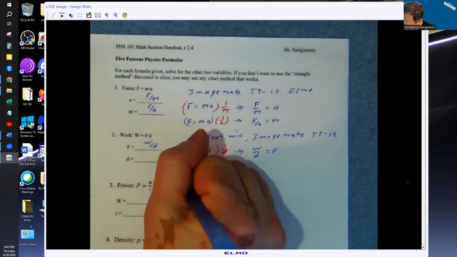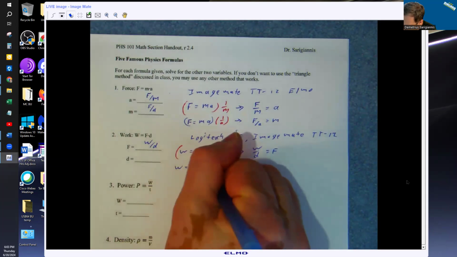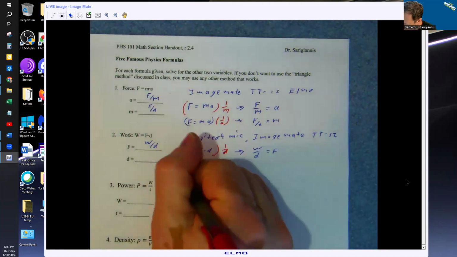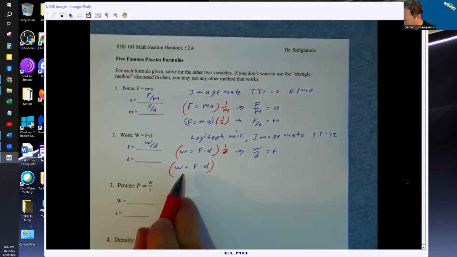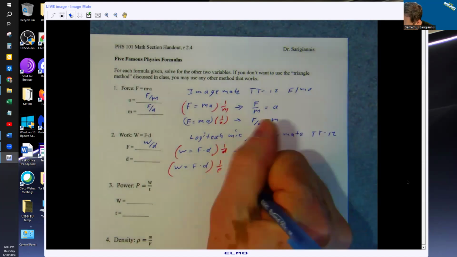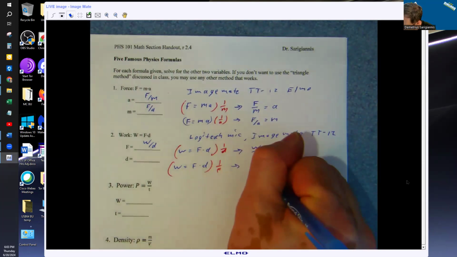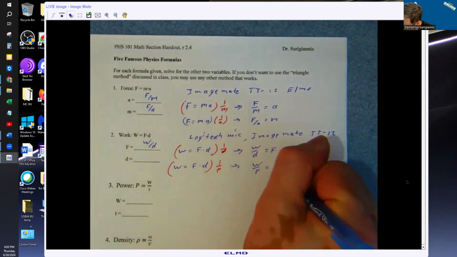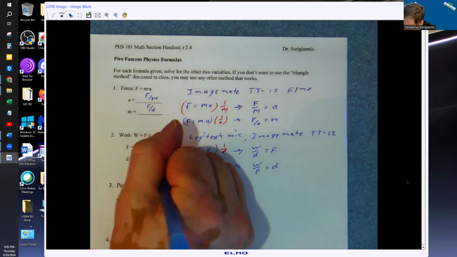And we get D by itself. All right, I'm going to divide both sides of this equation by F because I want to get D by itself. So that's going to give me W over F equals D. So D is W over F.